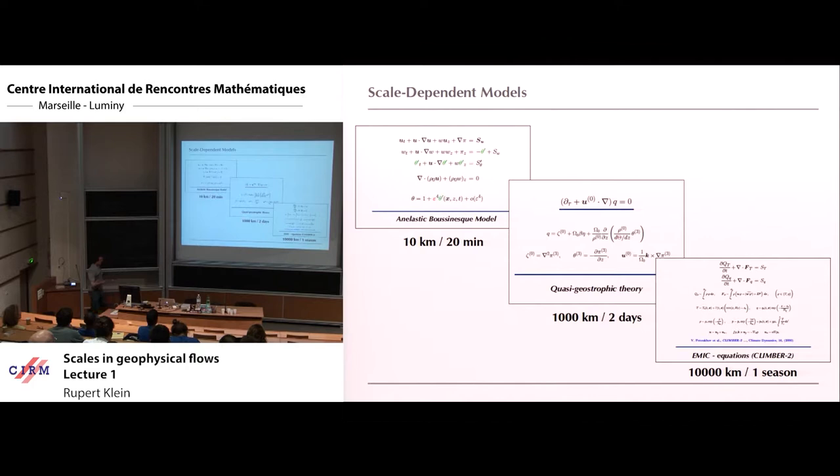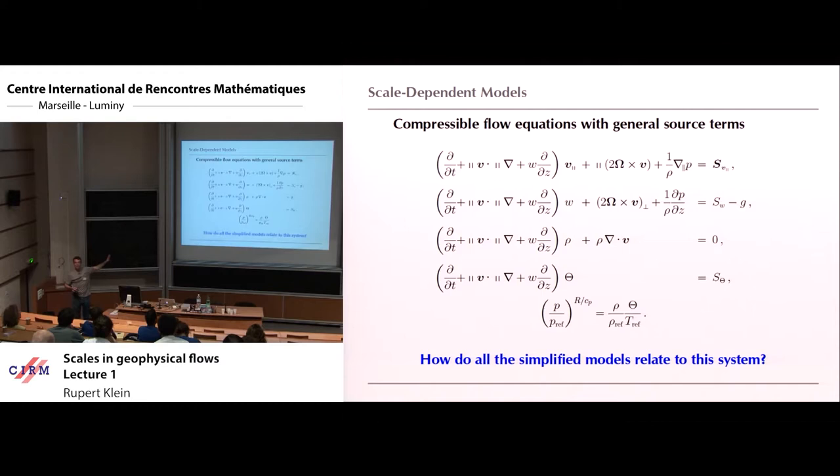I asked the question, how do all these reduced models relate to what we would consider the truth, more or less, namely the compressible flow equations with a couple of generalized source terms for turbulence and things I don't want to discuss in this lecture. But basically we have horizontal momentum balances, we have a vertical momentum balance, we have a mass conservation law, we have the transport of entropy or a quantity that's called potential temperature.